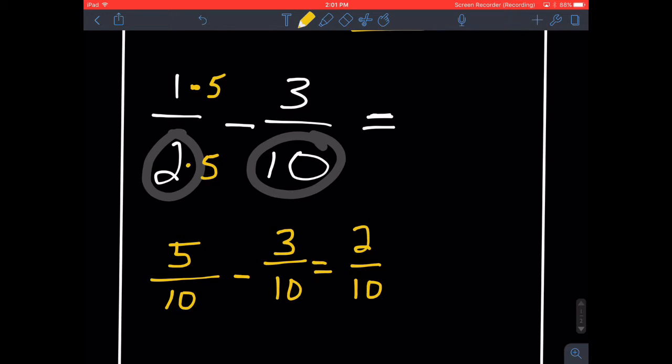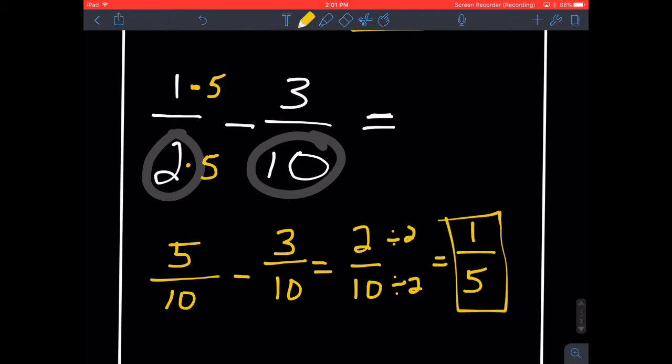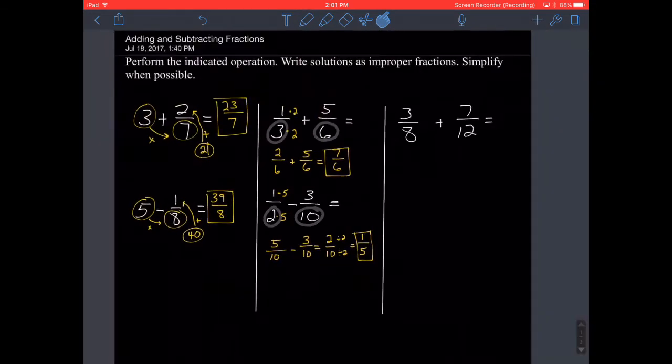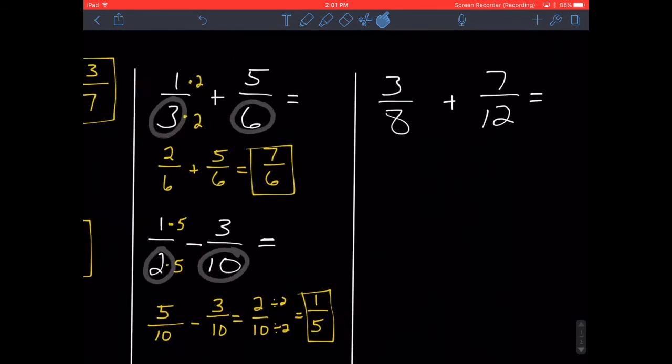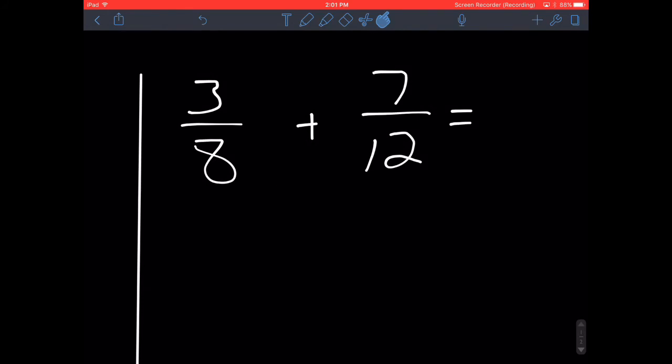But wait, Yance, 2 and 10 are both even. I can divide them both by 2. 2 divided by 2 is 1. 10 divided by 2 is 5. So my answer is 1/5. And now on to our last example, 3/8 plus 7/12.